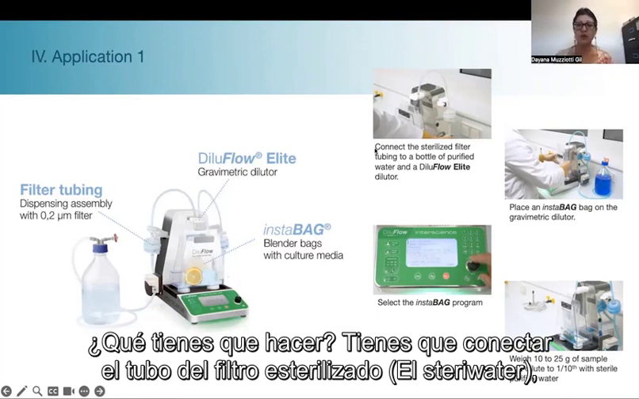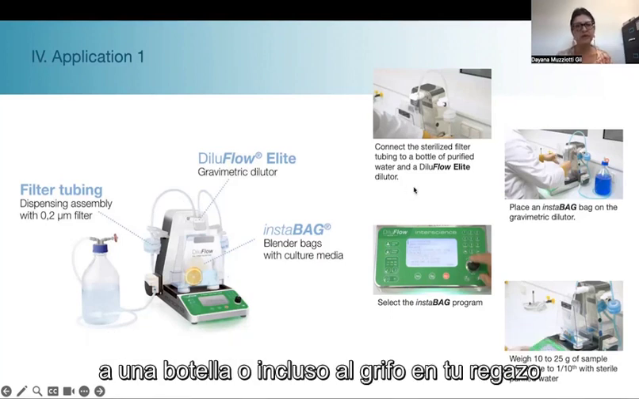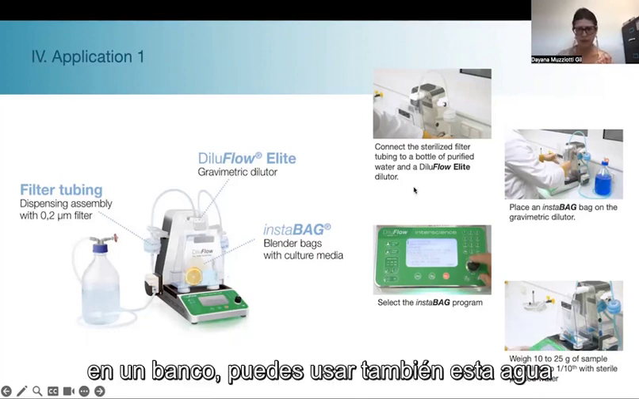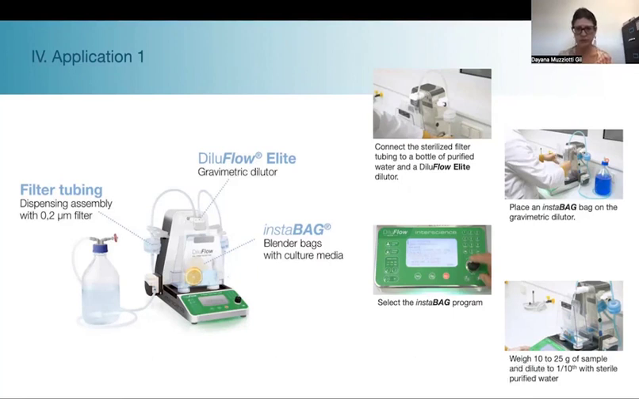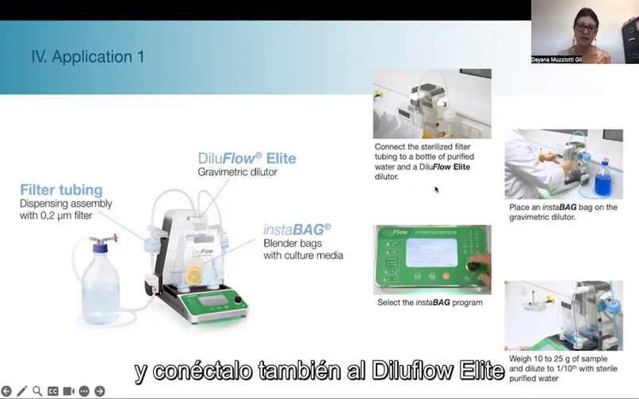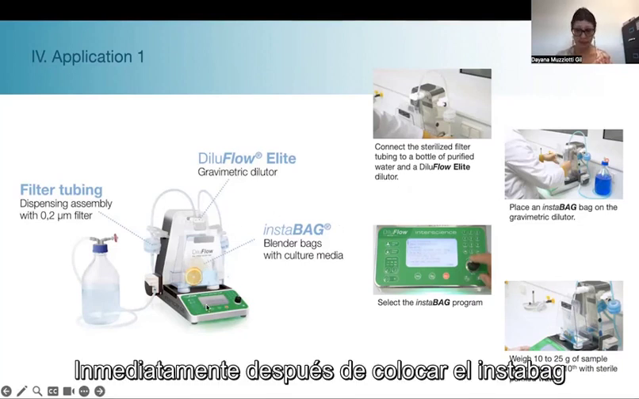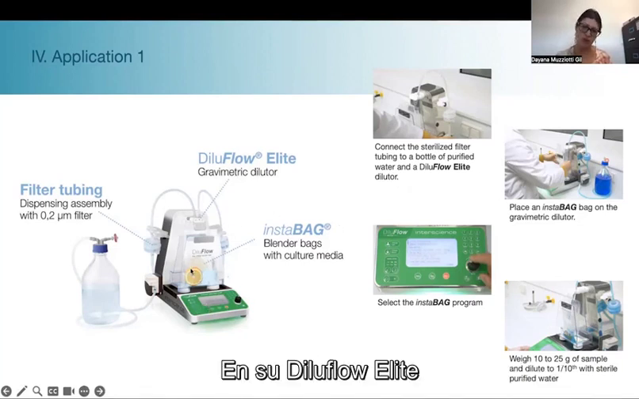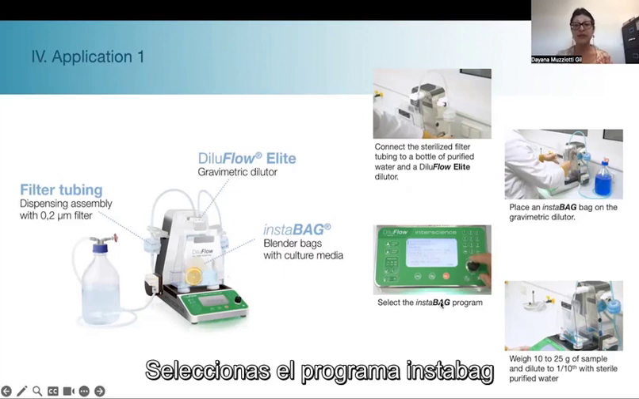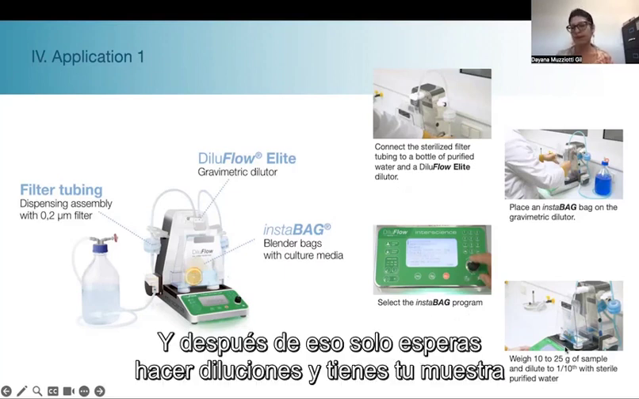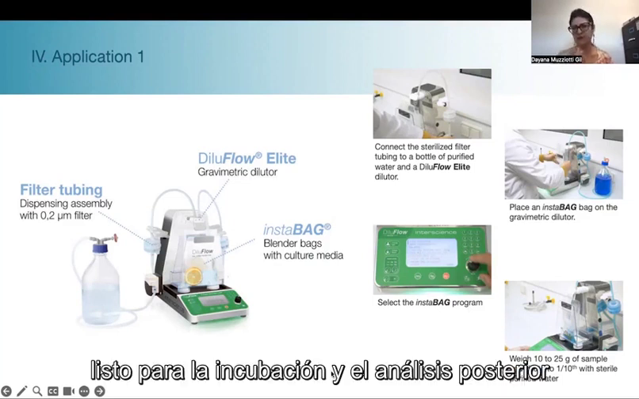What you have to do is connect the sterilized filter tubing, so the Steady Water, to a bottle or even the faucet in your lab, on your bench. You can use this water also. And connect it also to the Dilute Flow Elite. Right after, you place the Instabag on your Dilute Flow Elite, you select the Instabag program, and after that, you just wait, make dilutions, and you have your sample ready for incubation and further analysis.